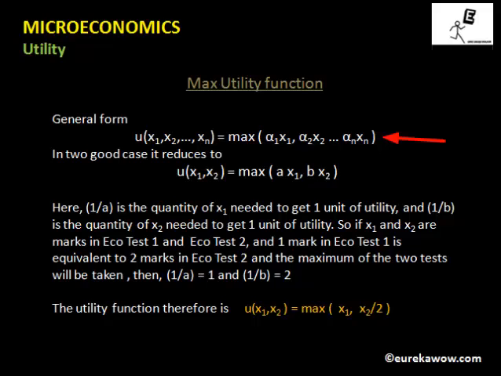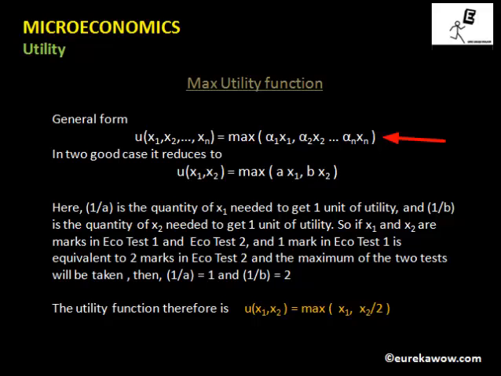So let us take an example. We have x1 and x2, where x1 is the marks in eco test 1 and x2 is the marks in eco test 2. Now if 1 mark in eco test 1 is equivalent to 2 marks in eco test 2, you can say that test 1 was tougher as compared to test 2. Therefore, 1 mark in test 1 is equivalent to 2 marks in test 2.